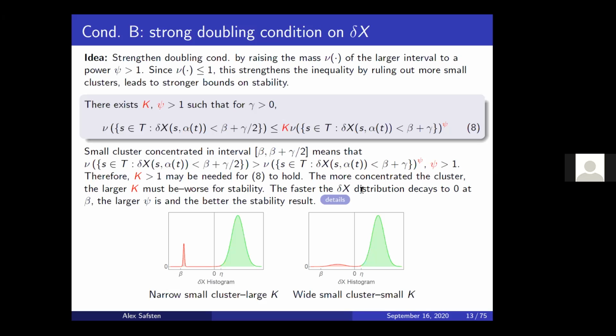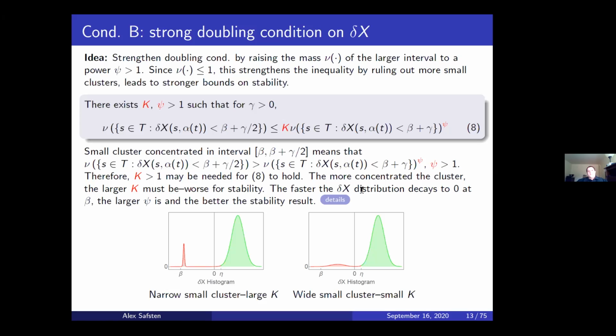Can I briefly ask a question? Certainly. You're talking about the data points. Do you need that the data is discrete, or could you just send the number of data points to infinity and basically have a continuous distribution?